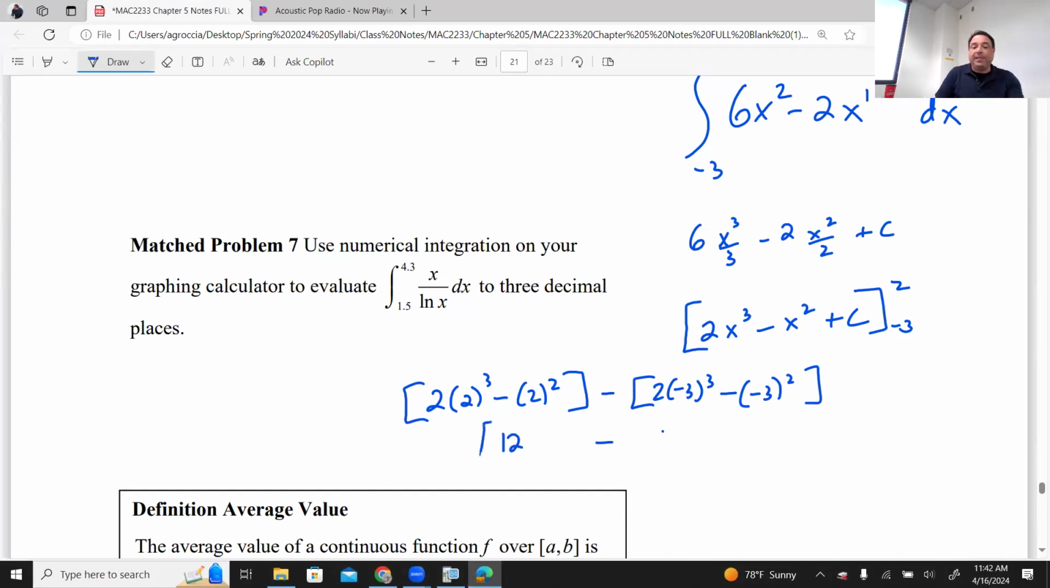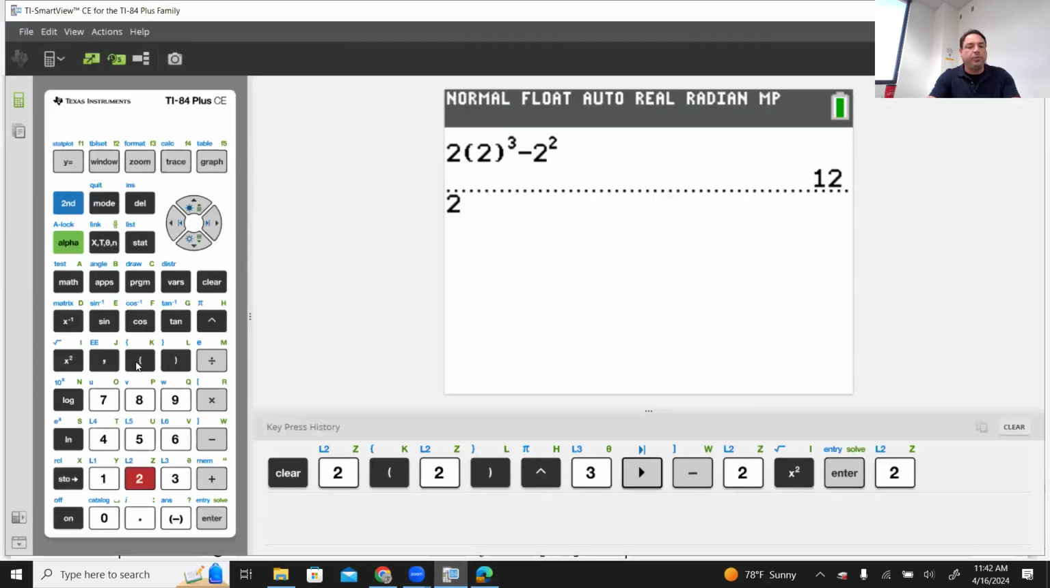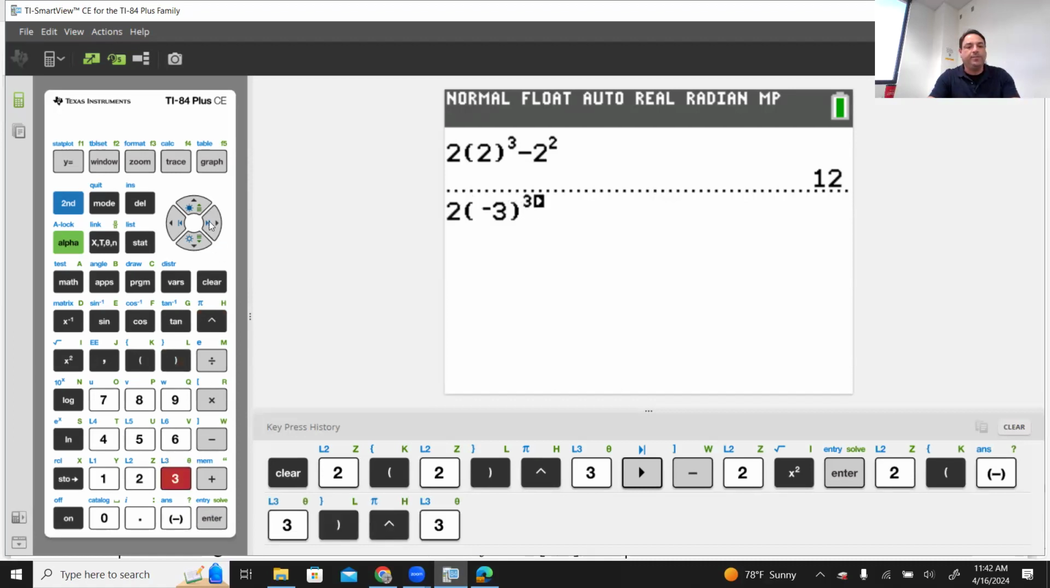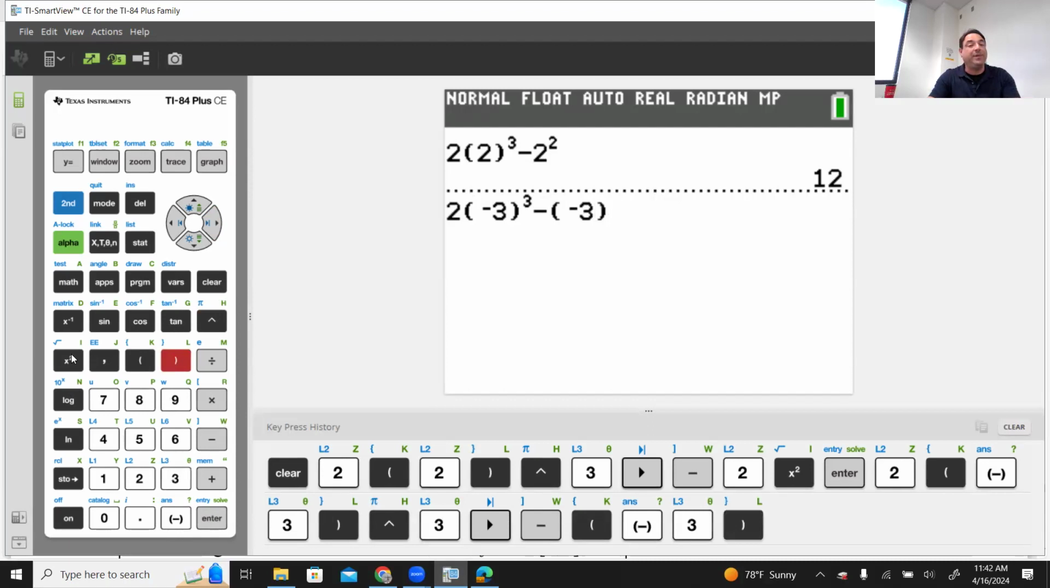Minus, now again, be careful. When I plug this in, we're going to plug in -3. So I'm going to do 2 parentheses, -3 parentheses, raised to the 3rd, minus parentheses, -3 squared. If you type it in wrong, it's going to come out wrong, and you should get -63.